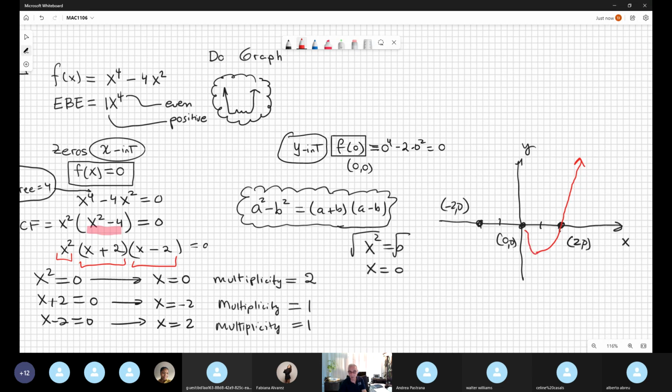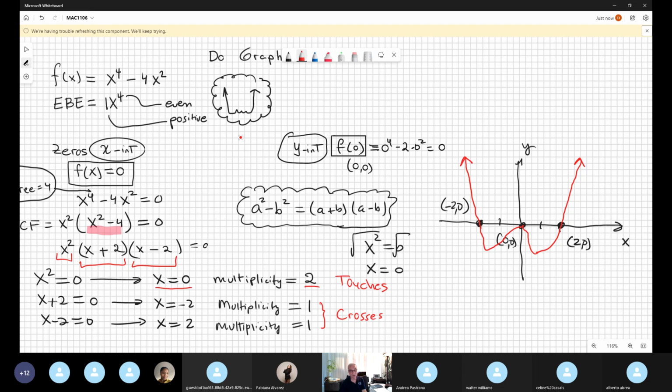Another 0, and another 0. Notice that in the zeros in which the multiplicity is an even number, 2, 4, 6, the graph touches the axis. However, in the multiplicity 1, 3, an odd number, the graph crosses it. This is an important detail: cross it and touch it. That depends only on the multiplicity of the 0.